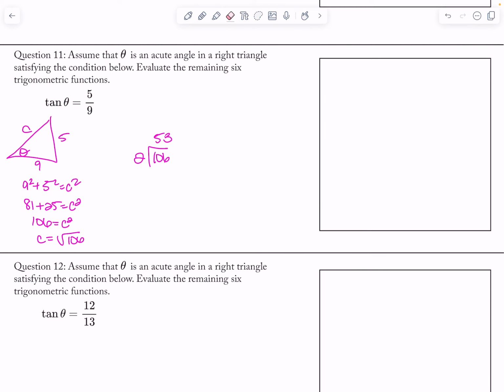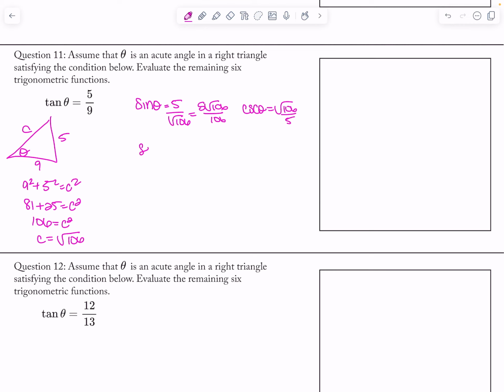And I don't think this is going to give me any perfect squares. No, I don't think it's going to give me any perfect squares. So just the root of 106. So I have tangent. I need sine of theta. So that is 5 over root 106, which is 5 root 106 over 106. And then cosecant of theta is root 106 over 5.